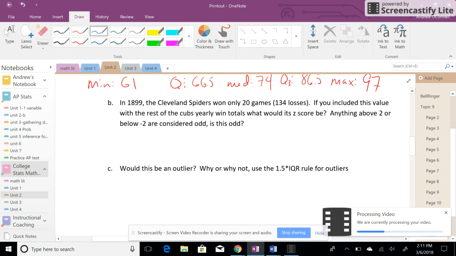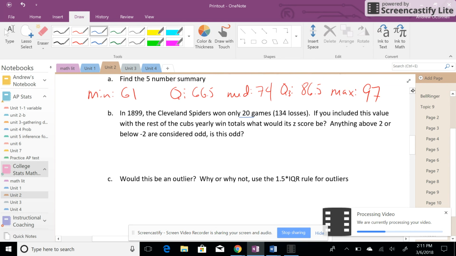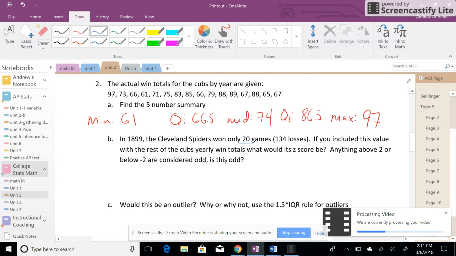Anyways, like I was saying, I didn't use a Cubs statistic to show standard deviations or what's considered unusual. But in 1899, the Cleveland Spiders only won 20 games. So now, think about that and use a z-score. Do you remember z-score was whatever happened as an x value minus your mean over standard deviation? So it's saying if you included this value with the rest of the Cubs' yearly win totals, what would its z-score be? So we're testing 20 as an x value minus what our mean was.